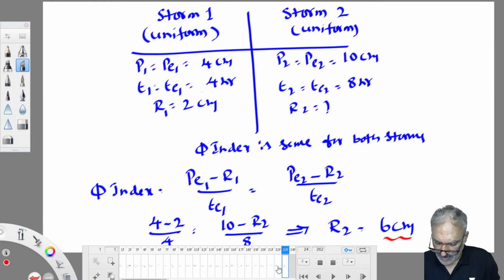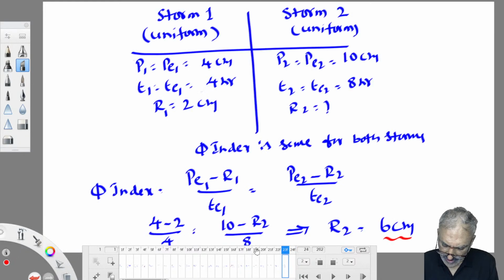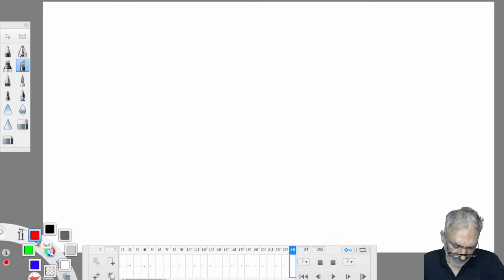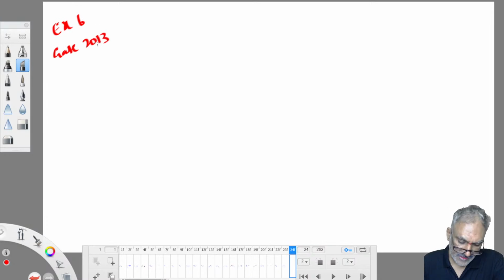Let us try a few examples related to non-uniform storm as well. Or sometimes, instead of this one, they may ask intensities also. So one GATE question, let us see. GATE 2013 this is.